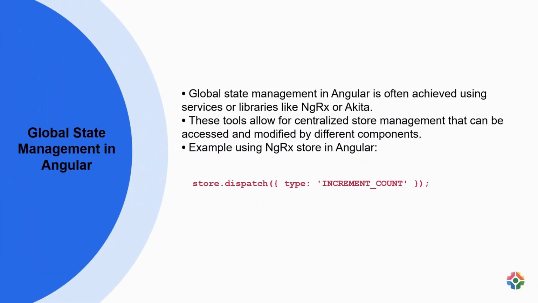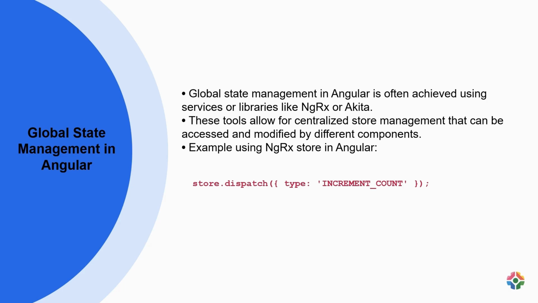Global state management in Angular is crucial for maintaining application data consistency among various components. This is commonly accomplished through services or specialized libraries like NgRx or Akita. These tools enable a centralized store system that serves as a single source of truth for data manipulation across the application. For instance, in NgRx, you can dispatch actions to modify the state stored in the NgRx store.